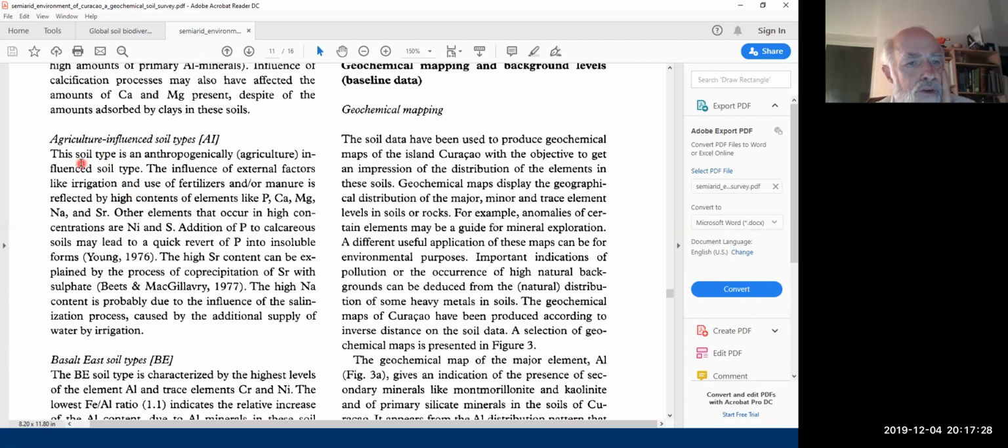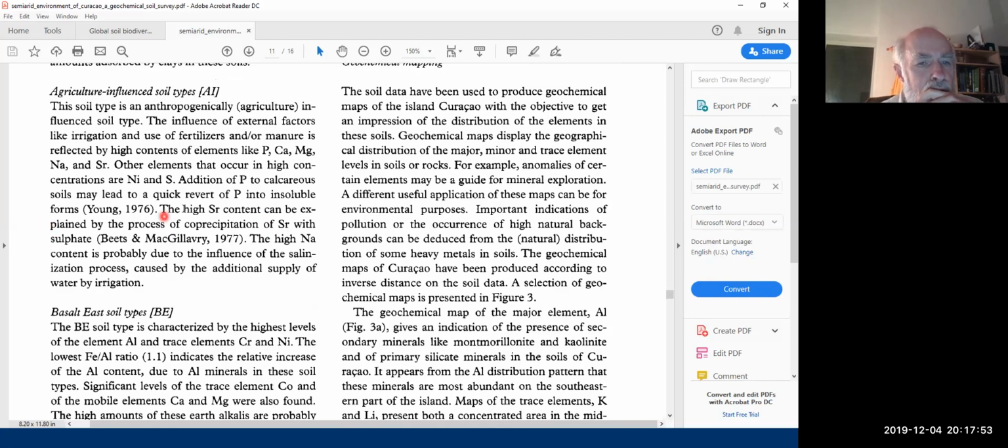the agriculture influenced, so anthropogenic agriculture soil type with fertilizer and irrigation, high contents of potassium, calcium, magnesium, sodium, that would be the salt problem, and Sr, which I think is strontium. And then other elements are there. Addition of phosphorus to calcareous soils may lead to a quick reversion of phosphorus into insoluble forms. So that is why you don't want to elevate the pH too much.